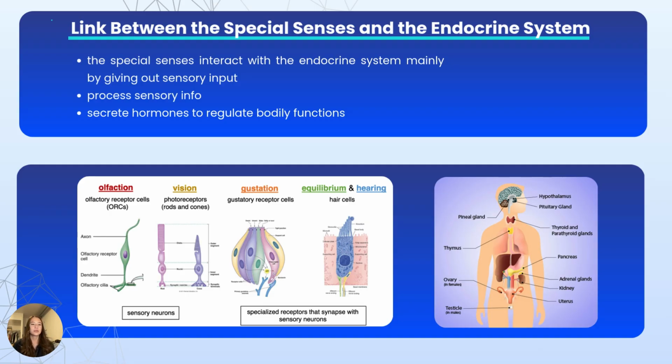The link between the special senses and the endocrine system. The special senses interact with the endocrine system mainly by giving out sensory input, but they also process sensory information and secrete hormones to regulate bodily functions. And those special senses include olfaction, vision, gustation, equilibrium, and hearing.